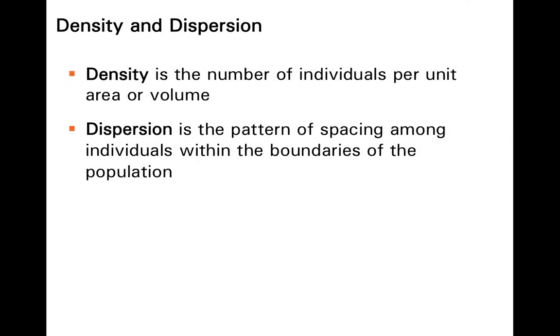We want to know about the density and dispersion of a particular population. So density is just like the physical property density. It's the number of individuals, or the mass of individuals per unit area or unit volume. So we could say, for example, in our classroom, we've got 270 odd students per classroom. Dispersion, however, is looking at not just how many individuals are present in a given area, but what's the pattern of spacing between the individuals in that area.